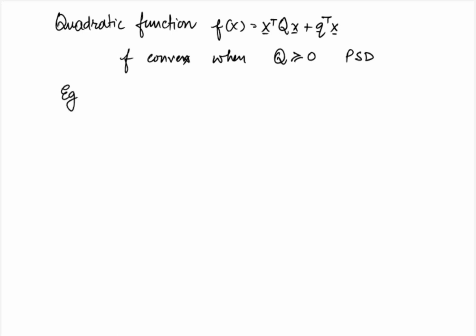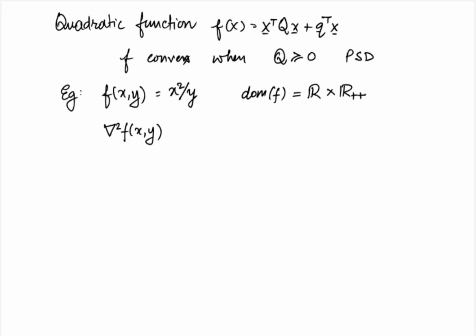Consider another example in R2 where f of x, y is equal to x square by y, with domain of f equal to R cross R plus plus. That is, x can be anything but y is required to be strictly positive. Note that for all x and y outside the domain of f, we can define f to be infinity as usual. The Hessian of f at any point in its domain can again be easily calculated. You can verify for yourself that the Hessian is given by 2 by y times the matrix with entries 1, minus x by y, minus x by y, and x square by y square.